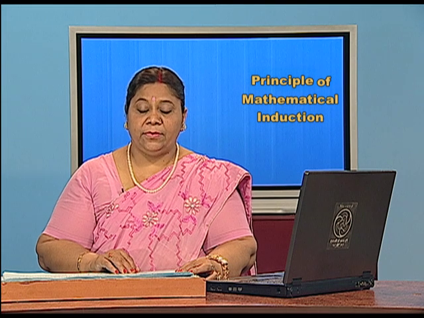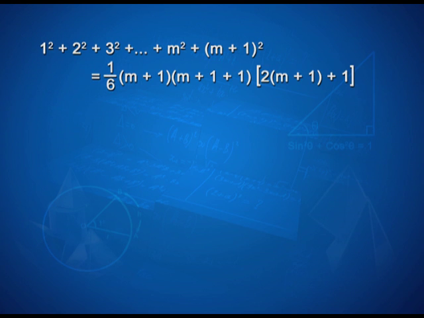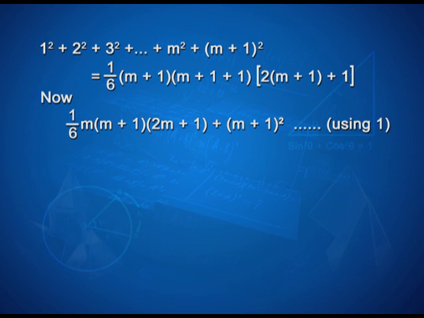In the second step, let p of m be true, then 1 square plus 2 square plus 3 square plus up to m square plus m plus 1 whole square is equal to 1 upon 6 into m plus 1 plus 1 into 2 into m plus 1 plus 1. Now, 1 upon 6 m into m plus 1 into 2m plus 1 plus m plus 1 whole square, because from the first equation we can rewrite it as 1 upon 6 m into m plus 1 into 2m plus 1 plus m plus 1 whole square.